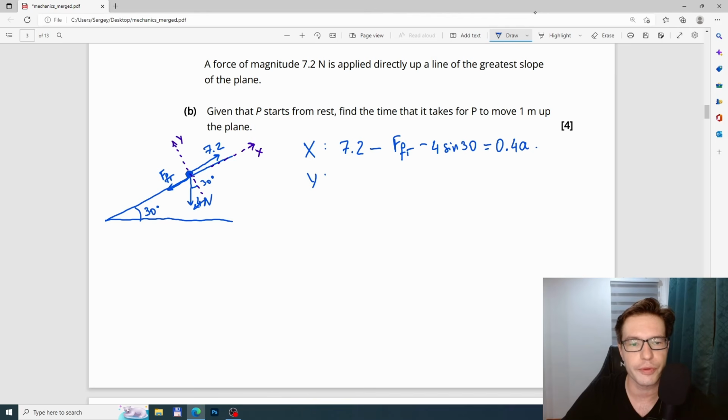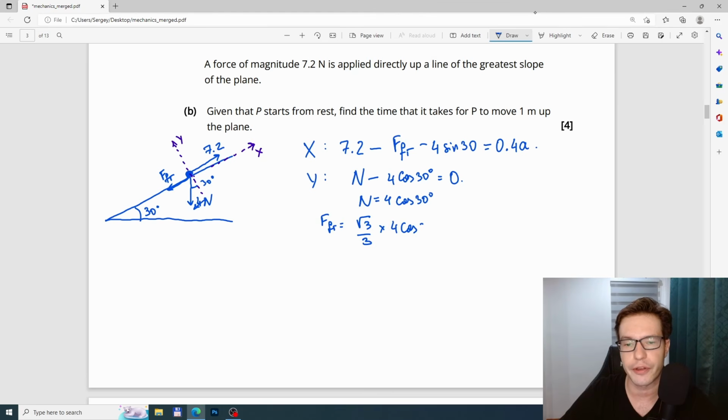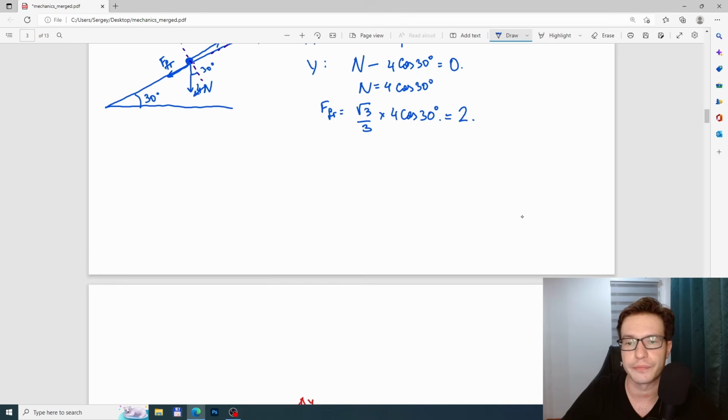Now for the y-axis, we've got our normal force, minus 4 cosine 30 equals 0. So the normal force is 4 cosine 30. And we can use it to find the force of friction, because now we already know the coefficient of friction, that's square root of 3 over 3. Then multiply by 4 cosine 30. When I calculate it, it equals 2.